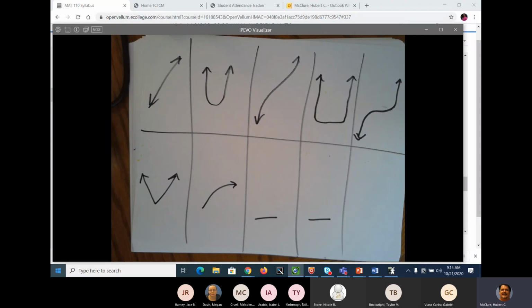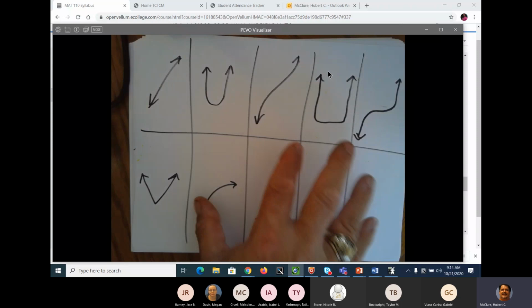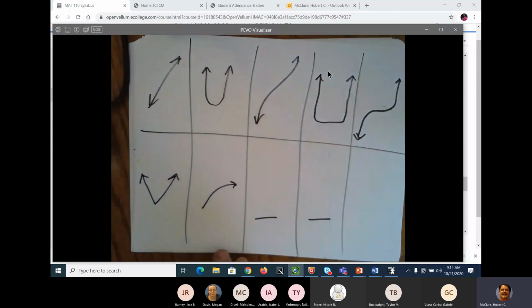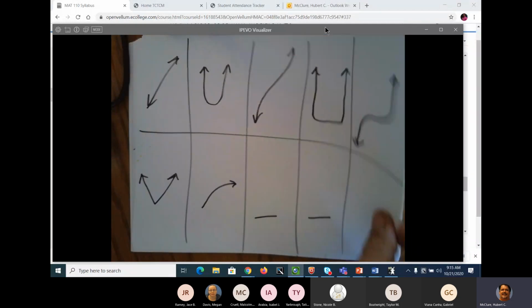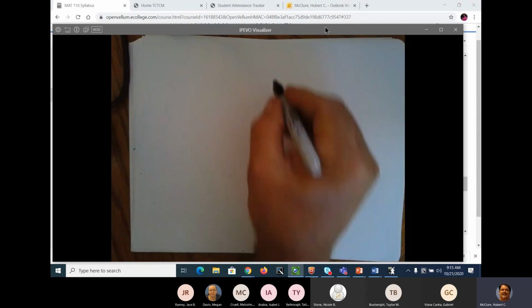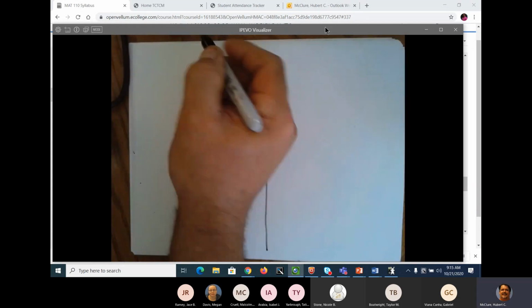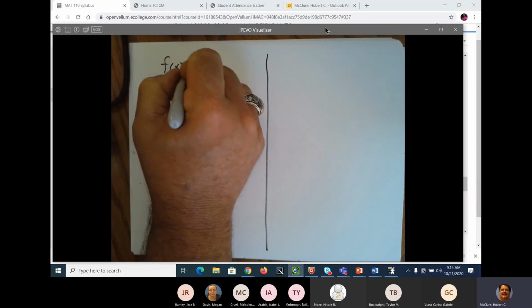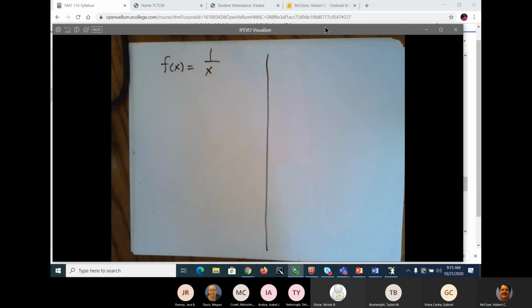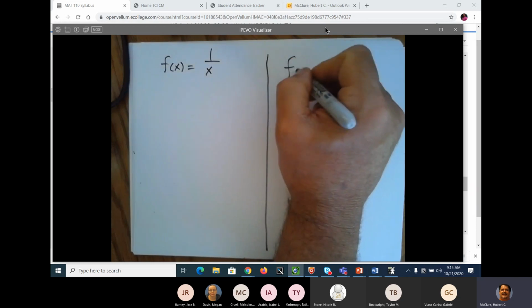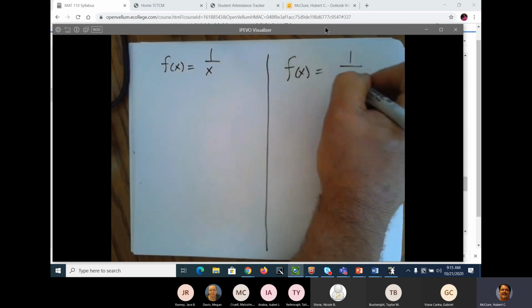Okay, so that's your family of graphs that we did back in the first unit. You might want to pull that out of your notebook and add these two. I don't know if I already added them in that unit. But in 5.1 and 5.2, we're going to be talking about two graphs, basically: f of x is equal to 1 over x, and f of x is equal to 1 over x squared.